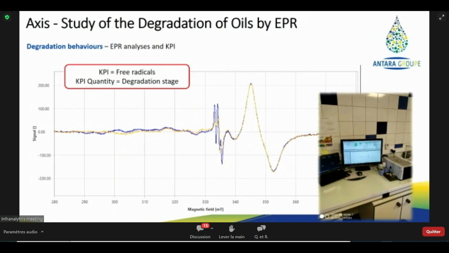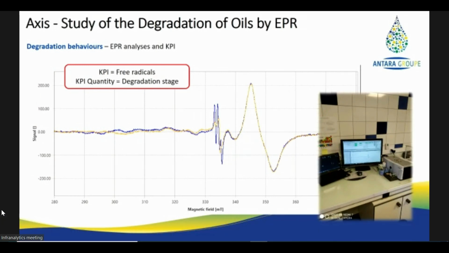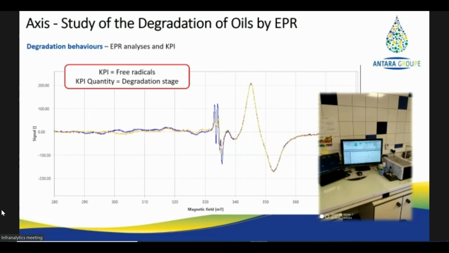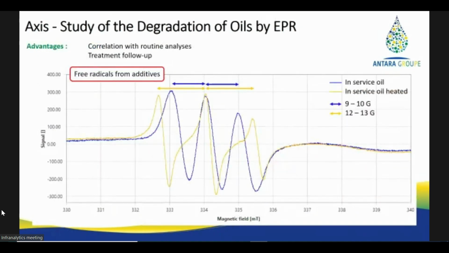Once the oil is aged, we do EPR analysis, and we are looking for the free radicals in the oil. These free radicals can be assimilated to a sort of quality indicator, and this indicator can lead us to the degradation stage of the oil, depending on the amount and on the type.